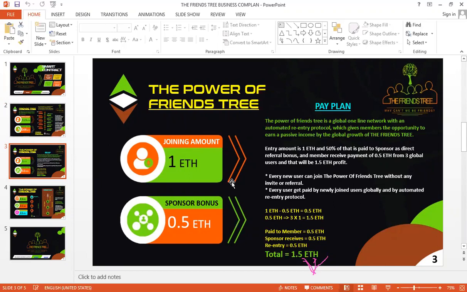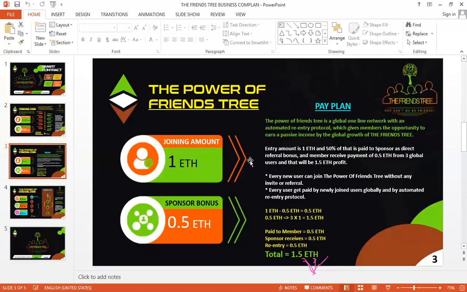So basically, once you join the Power of French Tree, you are eligible to earn from this program without asking for referrals. You don't need referrals to start earning here, because it's a global network, driven by the global growth of French Tree or community timber. The moment you join, you'll be given an ID number based on your timestamp, and you'll just be in line and wait until it gets to your turn to receive payment from 3 global users. So let's get to know more about this.